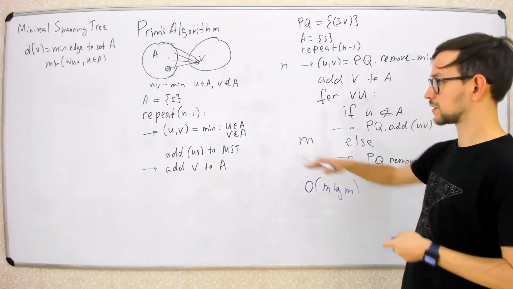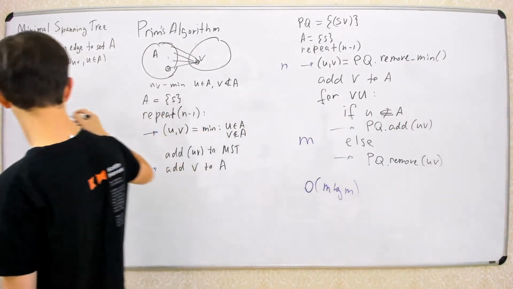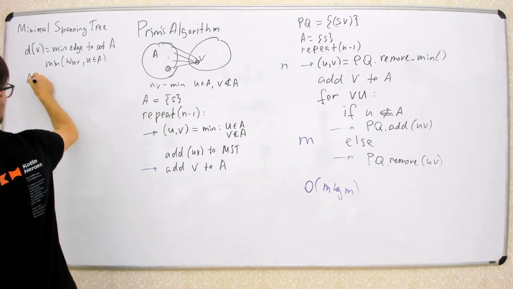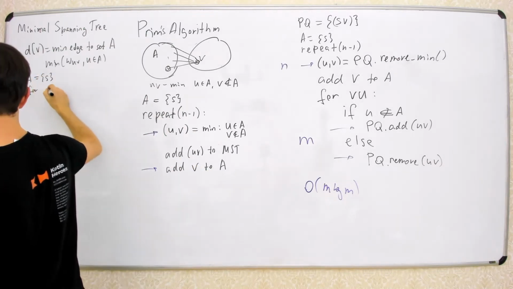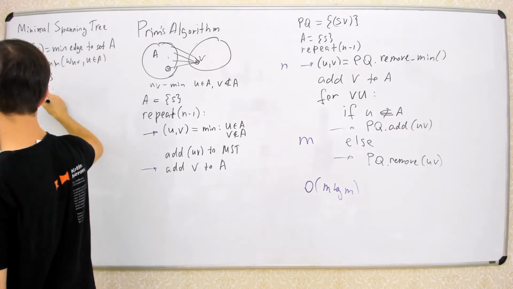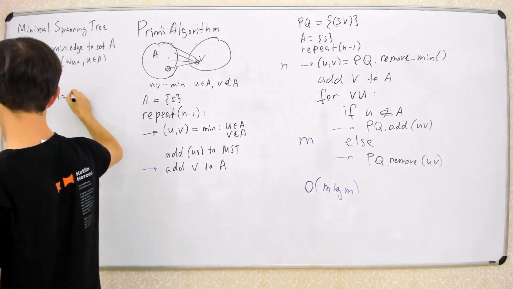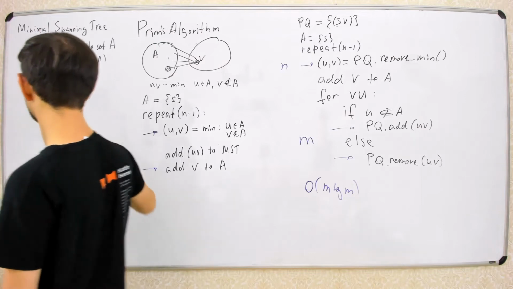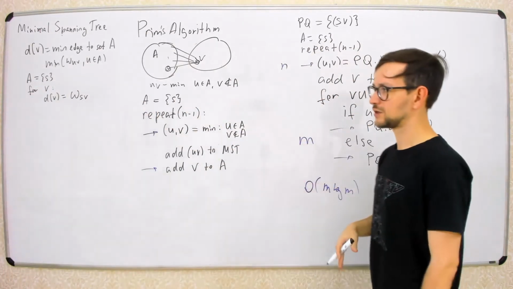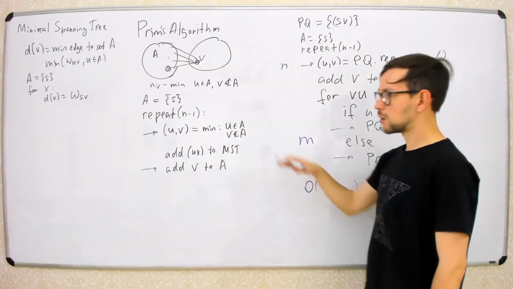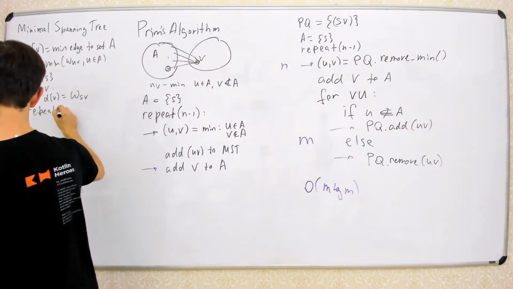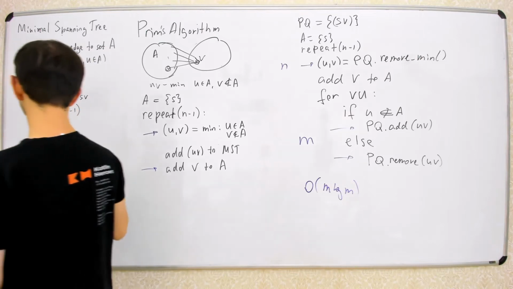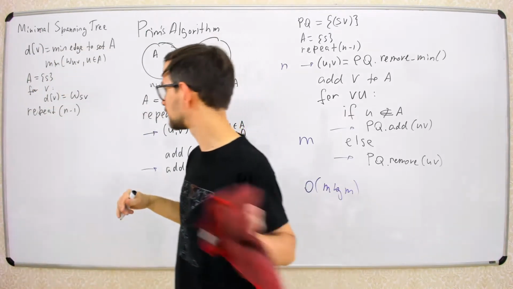Now let's modify this algorithm. So again, we do the same thing and so on. A is the set A. For all V, we have D of V is the cost of SV. That's all. That's just the initialization. Now we just repeat the same procedure. And we put them all in the queue.